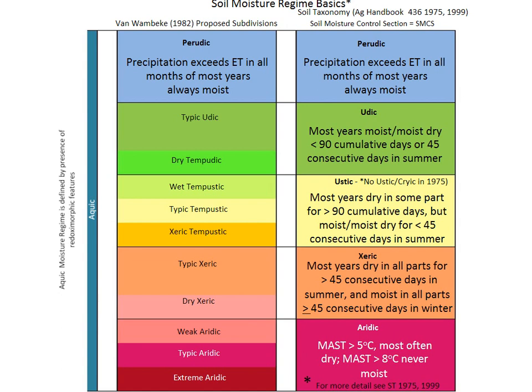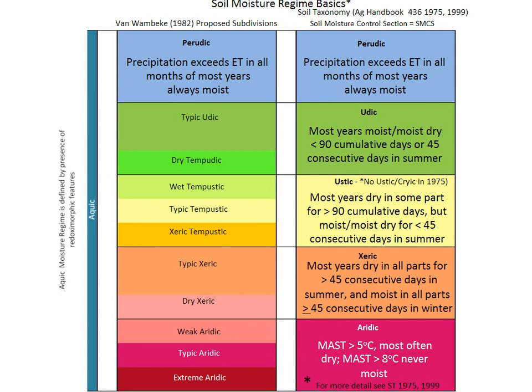For example, here in the udic, you see pre-udic and udic are basically the same. The left-hand side are the proposed subdivisions by Dr. Armand van Wambeke of Cornell University back in 1982 when he was doing some USAID work funded by USDA. And on the right-hand side are our conventional moisture regimes from soil taxonomy.